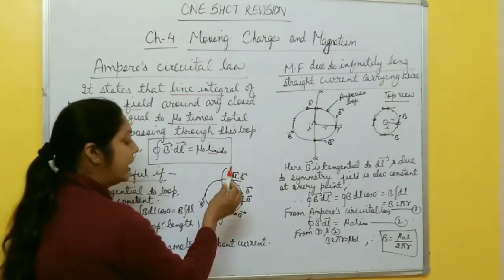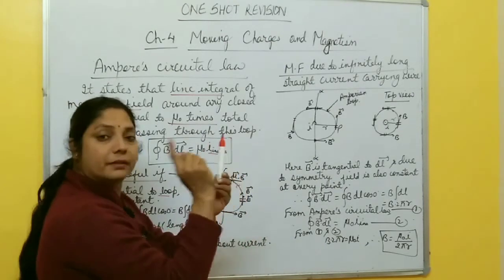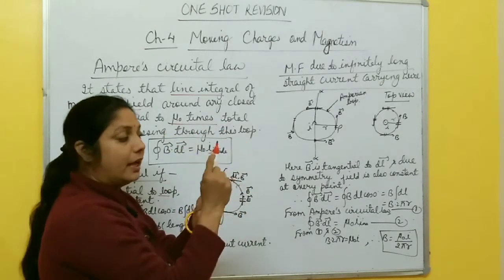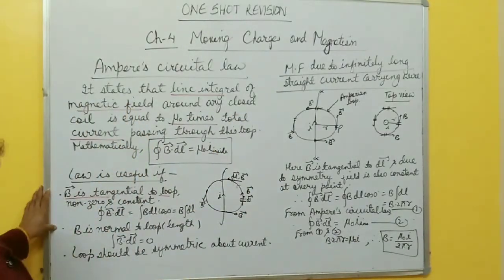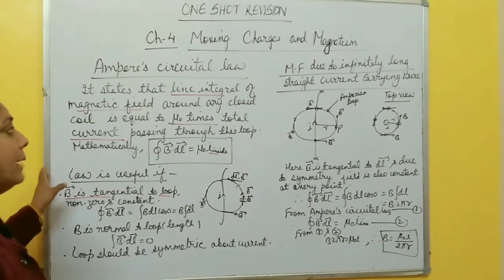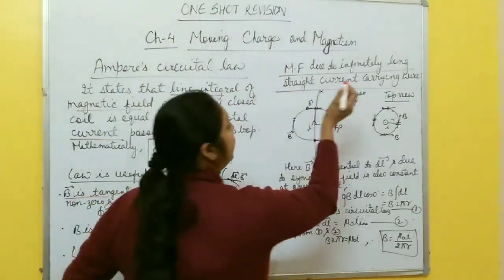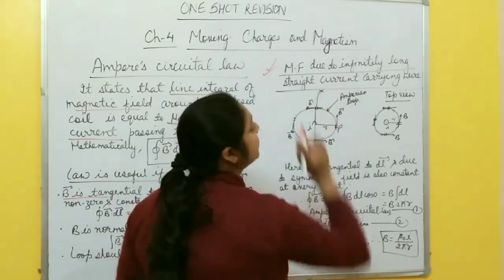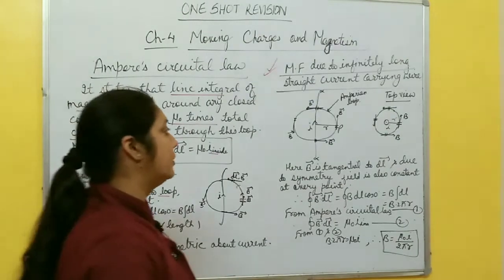Suppose this is a current carrying wire. You draw a loop that is symmetric about this current carrying wire, and B is constant everywhere on that loop. In that case, this law is very useful. So I am going to derive, using Ampere's Circuital Law, the magnetic field due to a long straight current carrying wire. How do you find it using Ampere's Circuital Law?